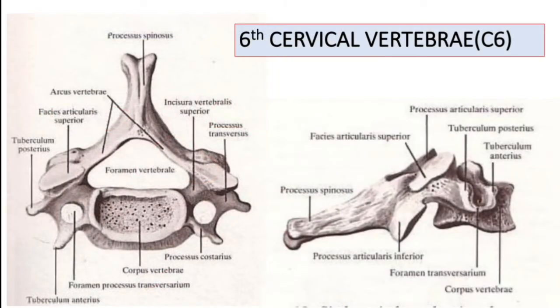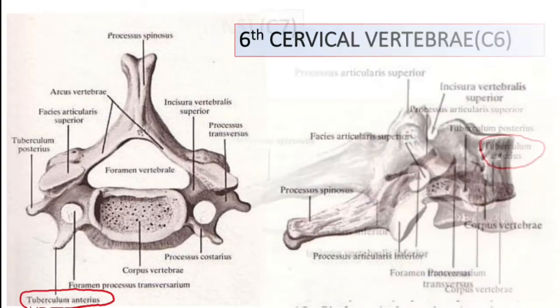Next, there is C6. What's important about C6? The most important thing is the tuberculum anterius, the anterior tubercle, which is large and also known as the carotid tubercle. If you want to arrest bleeding, you press the artery against this tubercle. You can see it again here on the lateral view. This one is the superior view, and this is the lateral view. You can see the tuberculum anterius.